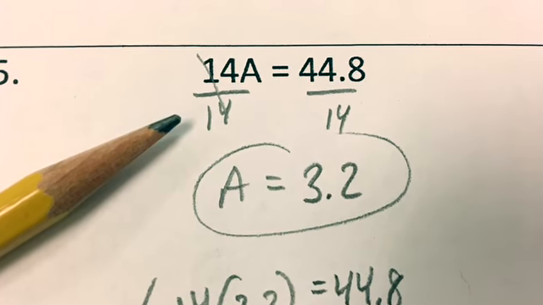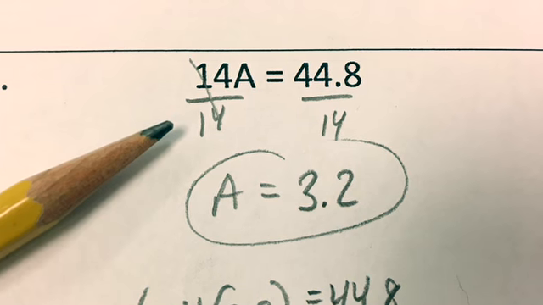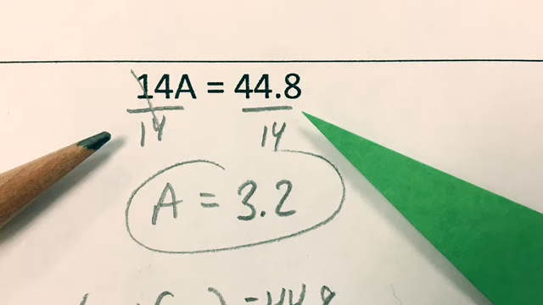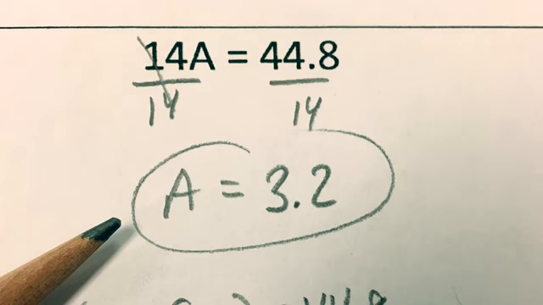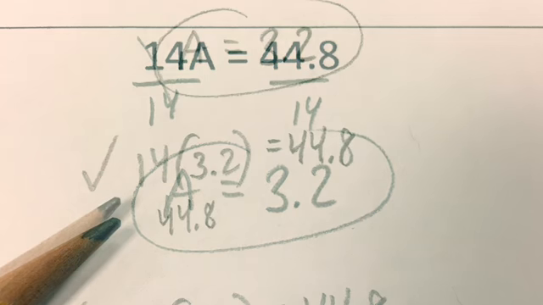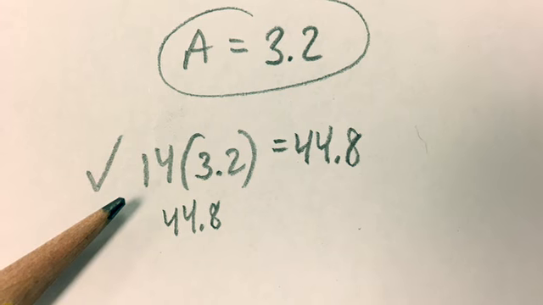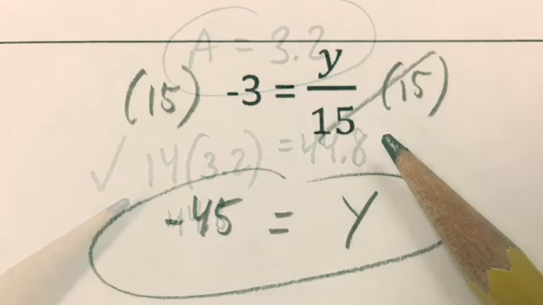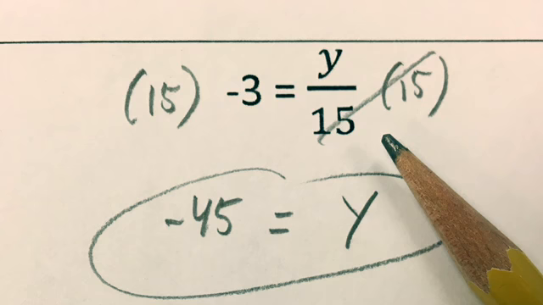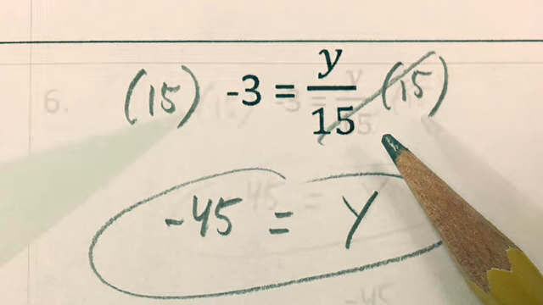In number 5, the inverse operation is divide by 14 to both sides. Then do your check step by taking your solution and substituting in for a, and show that both sides are the same. A equals 3.2. And the next problem, number 6, the inverse operation is to multiply by 15.